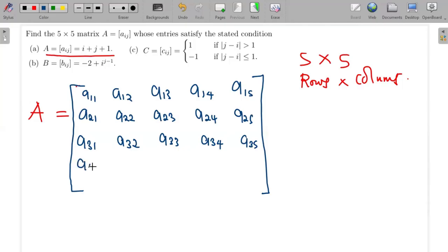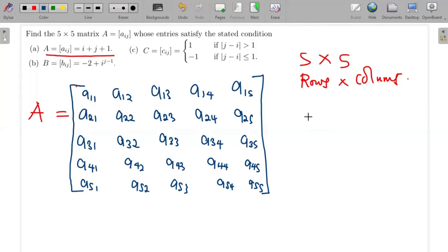Fourth row, it will be A41, A42, A43, A44, and then A45. The last row will be A51, A52, A53, A54, and finally A55. So this is the 5 by 5 matrix that they want us to construct for this first condition.